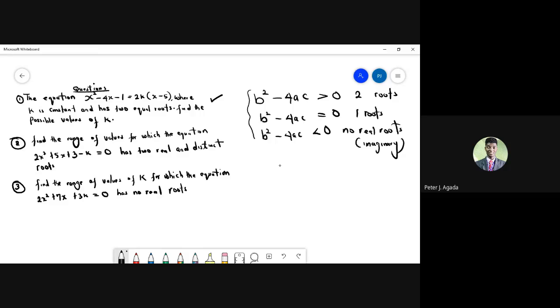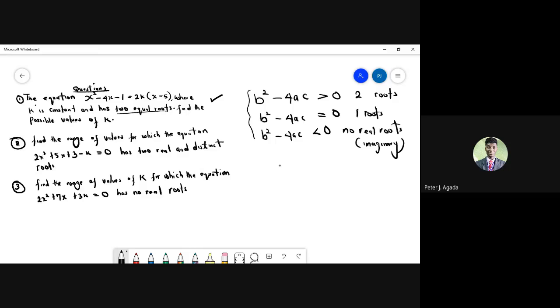The question is: the equation x squared minus 4x minus 1 equals 2k(x minus 5), where k is a constant, has two equal roots. Find the possible values of k. So the condition stated here is that they have two equal roots. So how do we find the value of k when the equation has two equal roots?